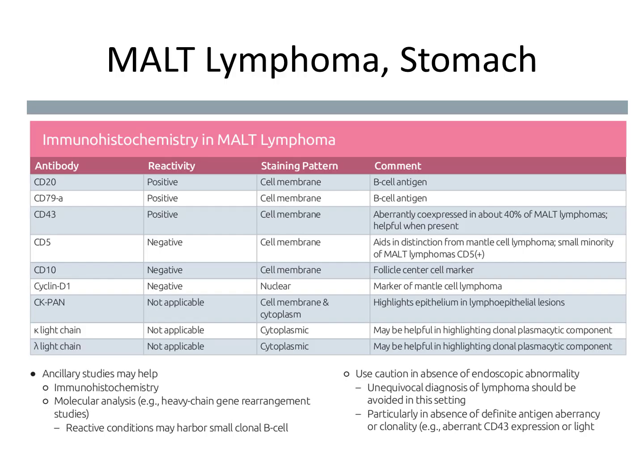This table summarizes the immunohistochemical profile of MALT lymphoma. They are low-grade B-cell lymphomas that express B-cell markers, including CD20 and CD79A. They often express CD43, which is normally a T-cell antigen. MALT lymphomas are negative for CD5, CD10, and cyclin D1.